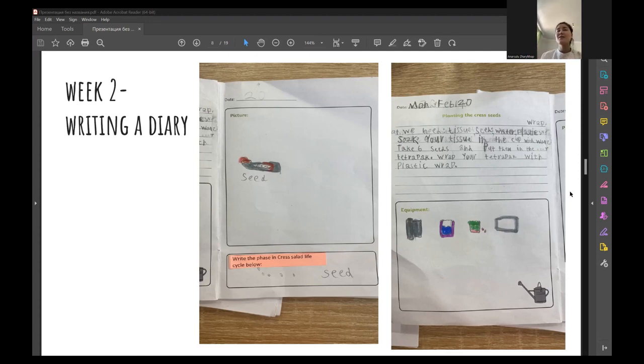Maybe it was my mistake. If you do this experiment, please use more than 10 seeds, because you will have more plants. And the diary was just a great idea. Every lesson, they draw what they have in their cups. Was it a seed? Was it a sprout? Was it a seedling? Or was it a plant? And then they write the stage from the life cycle.